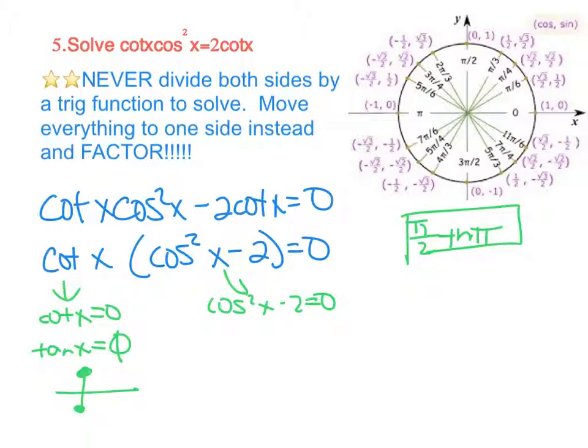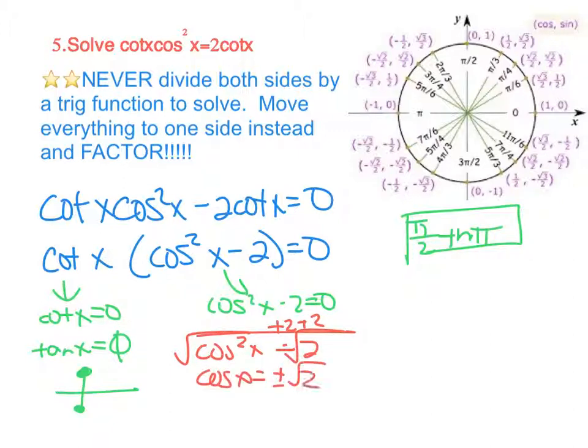Now over for my cosine squared minus 2. So if I move, let's change colors, let's do red. If I move my 2 over, that gives me cosine squared x equals 2. When I square root it, I get cosine of x equals plus or minus square root of 2, which is larger than 1. And remember, sine and cosine aren't greater than 1. So this is extraneous. That part doesn't give me any answers. Your cosine can't be bigger than 1 or less than negative 1.